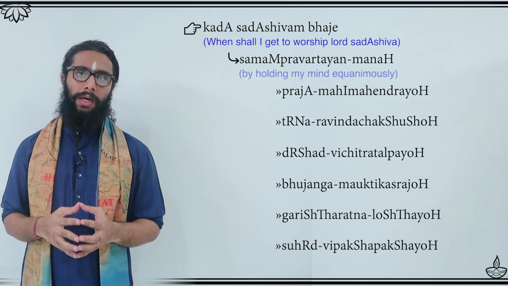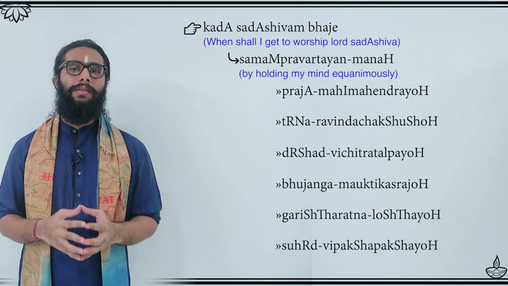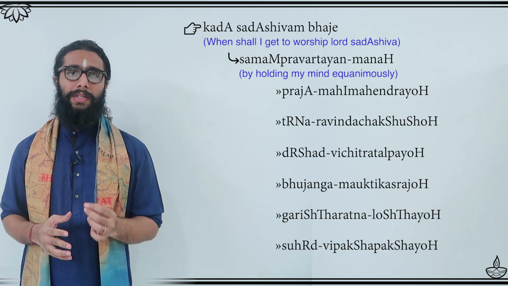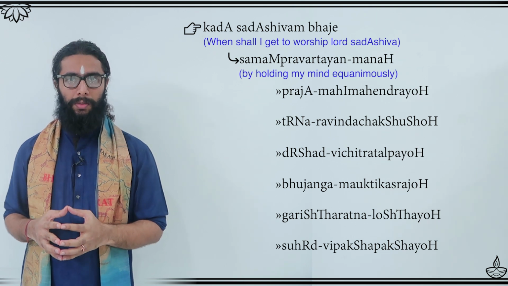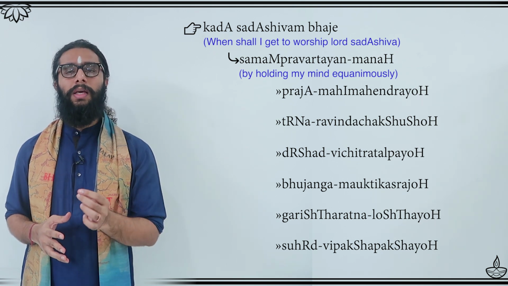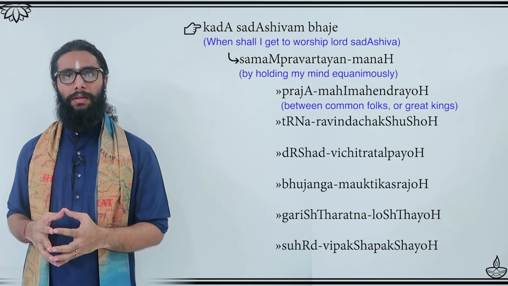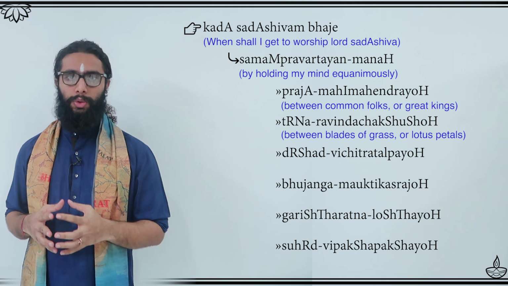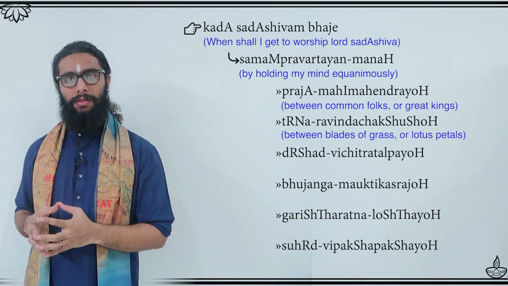Samam pravartayan manaha. He says, by holding my mind equanimously. In the next 6 sub-layers, he gives examples of how and amongst what he needs to hold his mind equanimously. Praja mahi mahendra yoho, between common folk or great kings. Trina aravinda chakshushoho, between common blades of grass or exquisite lotus petals.